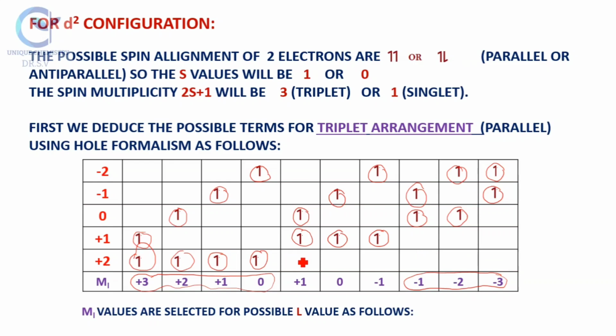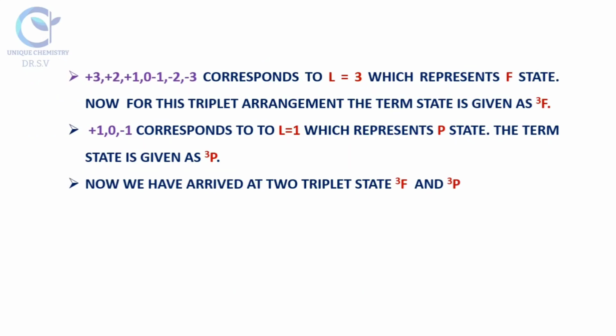What is left behind in the ML values are plus 1, 0, minus 1. So there are 2 sets of ML values we have collected, and we see what the L values are for this. The next slide. Now you see this: plus 3, plus 2, plus 1, 0, minus 1, minus 2, minus 3. This corresponds to L value equal to 3, which represents F state.